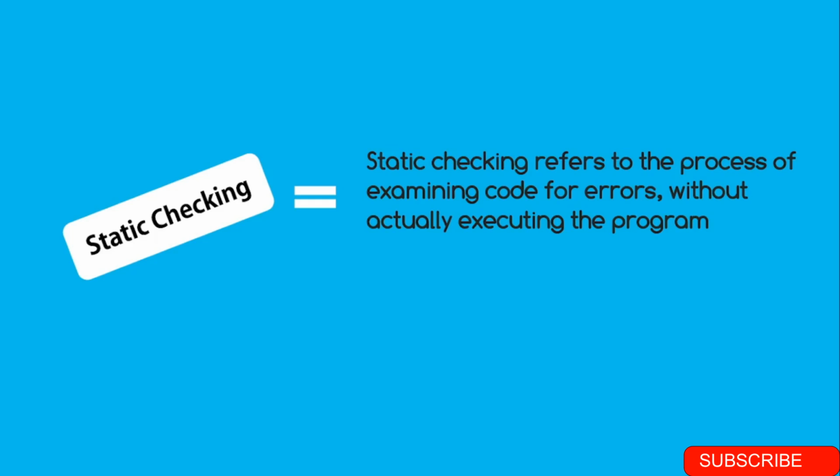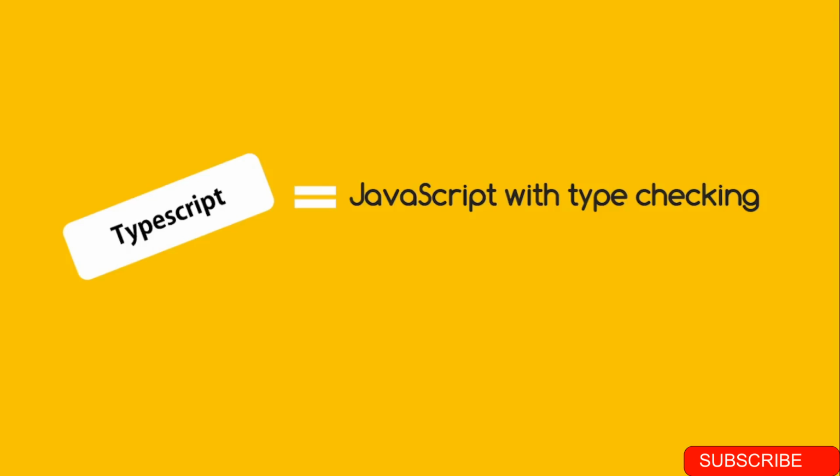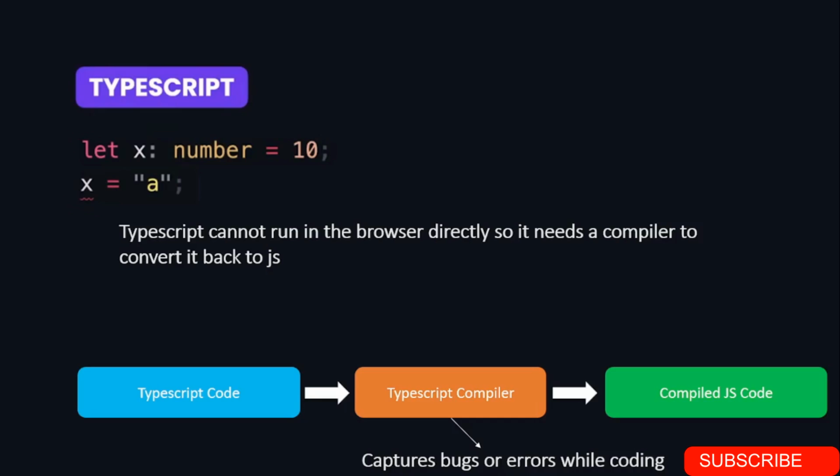So, understanding what is static checking. Static checking refers to the process of examining code for errors without actually executing the program. Now, this concept has been there, but wasn't in JavaScript until they brought in TypeScript. So TypeScript is simply doing this one big thing: static checking. Simply checking for errors as you continue to write your code. So basically, at the end, TypeScript is JavaScript with type checking, or static checking.